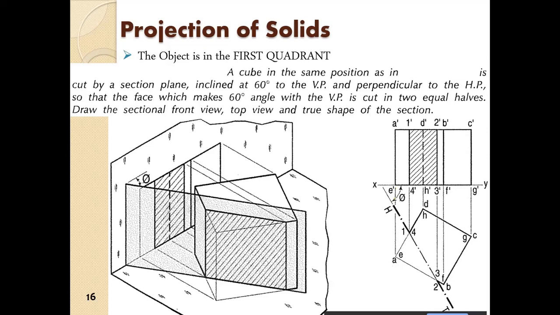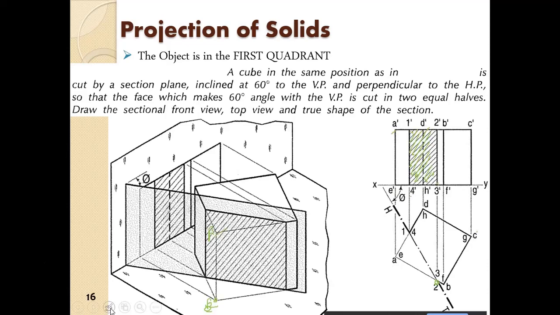AE is projected up here, E dash and A dash. Similarly we have GC projected up, and similarly we have 4 and 1, 4 dash and 1 dash, and 3 and 2 here, so 3 dash and 2 dash. So we have this front view of the intersection plane. So that is what we get.